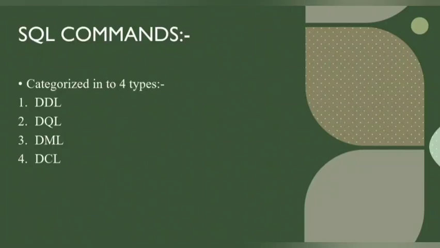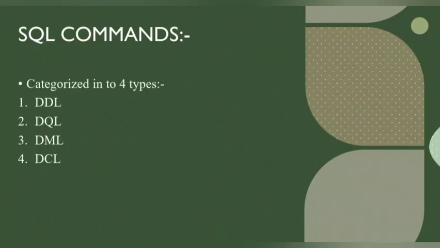DDL is nothing but the data definition language. Definition is nothing but we are defining something. Under this category we have some commands which are create, alter, drop, truncate, rename and comments and all. We'll go through those commands later on.